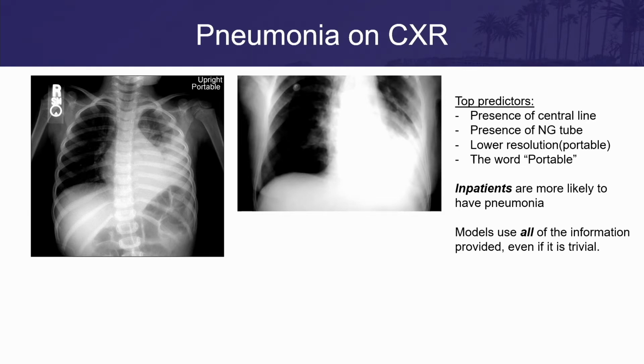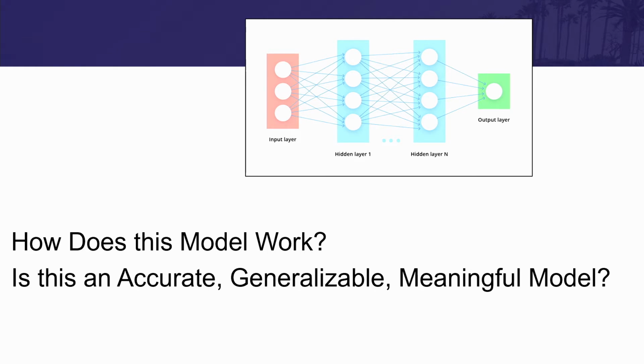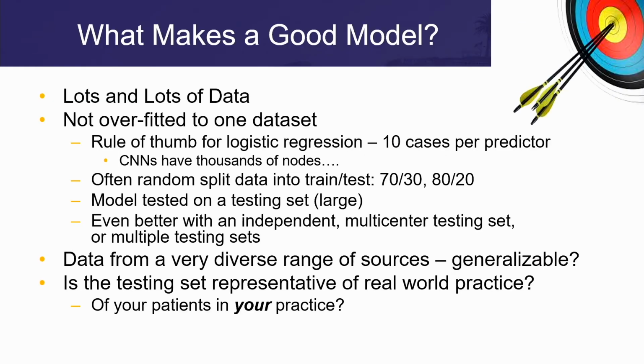For example, a large model looking at pneumonia in chest x-rays. Top predictors include the presence of a central line, the presence of a nasogastric tube, a lower resolution or a portable, or literally the word portable on the film. So inpatients, of course, are more likely to have pneumonia, and models use all of the information provided, even if it's trivial. So you really have to know how your model works, and is it accurate, generalizable, and meaningful.